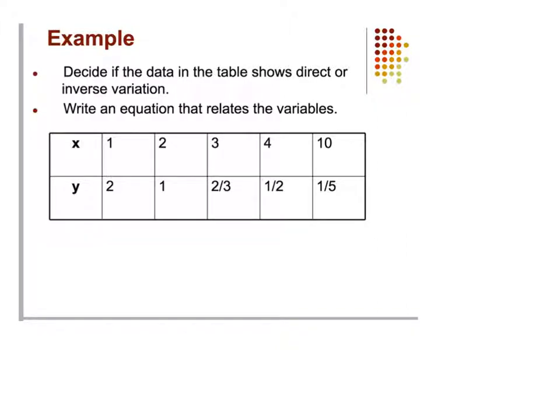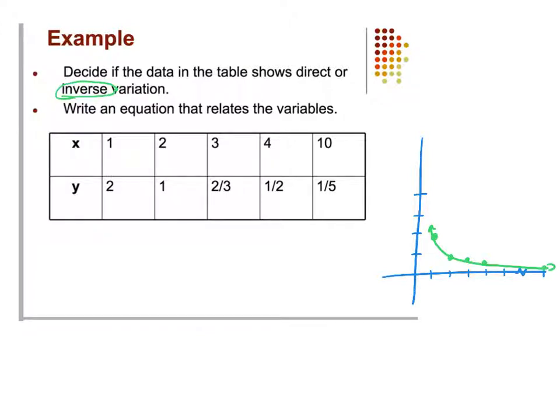To determine if data is direct or inverse variation, we can either look for the equation or sketch the graph or do both. In this case, we're going to first sketch the graph and then look for the equation. We have the point (1, 2), the point (2, 1), the point (3, 2/3), the point (4, 1/2), and the point (10, 1/5). So you can see the graph kind of looks like this, even with my sketch. So we can pretty much guess that's an inverse variation.